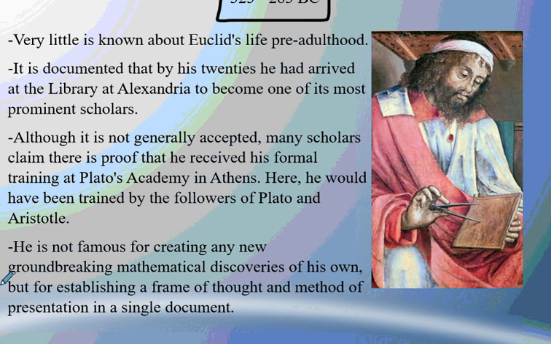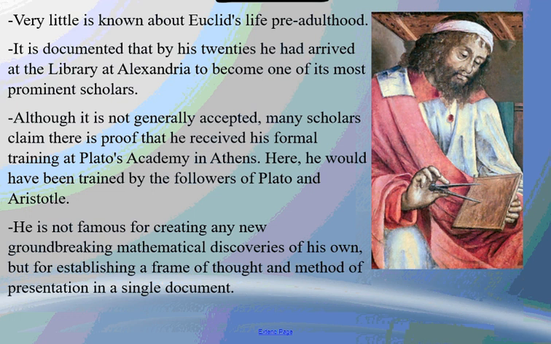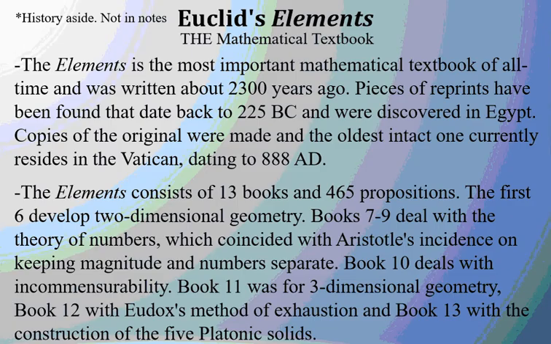He is not really famous for creating any new groundbreaking mathematical discoveries on his own. However, he was the very first to put all of these ideas into a book, and that book became what we call Euclid's Elements. It's the very first mathematical textbook of the world. It was the textbook used up until about 150 years ago. So if you learned any math up to then, you would have studied it out of Euclid's Elements.